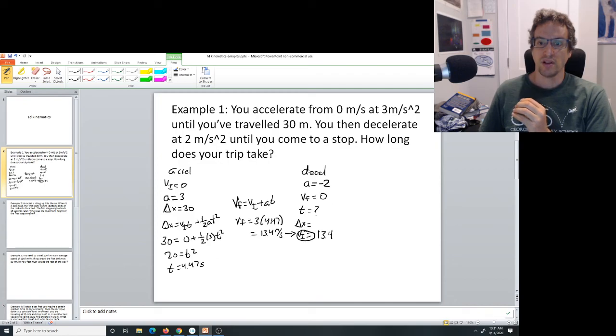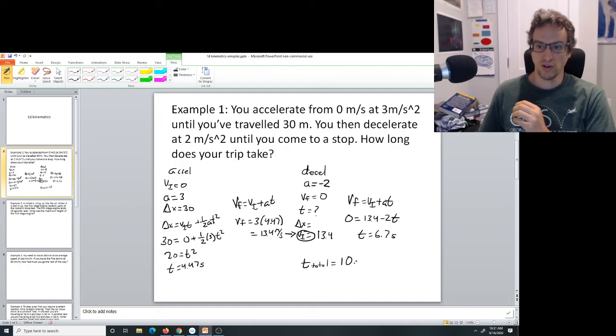And now we have three pieces of information, which means we can find time. Again, we can use v final equals v initial plus at. 0 equals 13.4 minus 2t. T equals 6.7 seconds. So the total answer is just going to be those two added together, and it should come out to 11.17 seconds. All right? Okay.